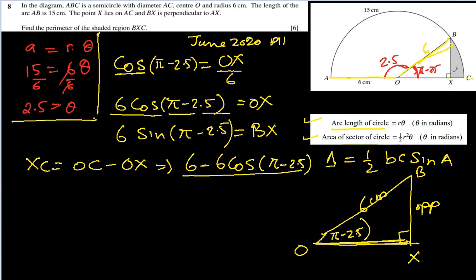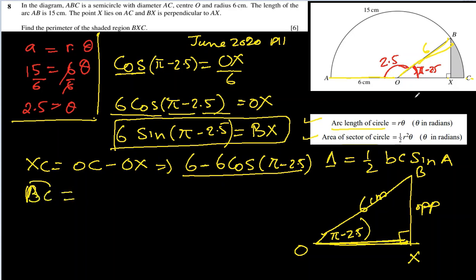Let's write the second, which is BX. BX is already known to us, no issues. Now the arc BC is required to complete the perimeter. Arc BC will again be given by the formula arc length is r theta. The radius of this sector BOC is 6, and the angle it subtends at the center is pi minus 2.5. That gives BC.